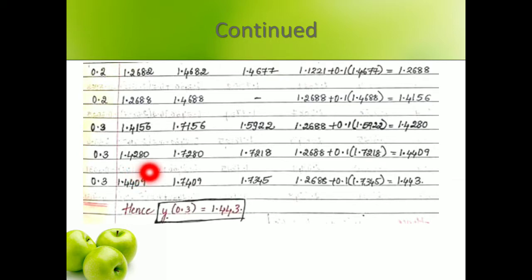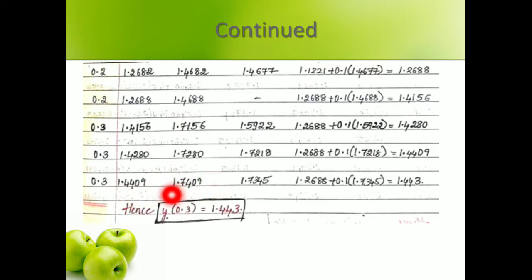0.3, 1.4280. Y dash is 1.7280. Mean slope will be 1.7218. Then your new y value will be 1.4409. Check in the next iteration. If you get the same decimal place, then you can stop the iteration here itself. So for 0.3, next iteration 1.4409.